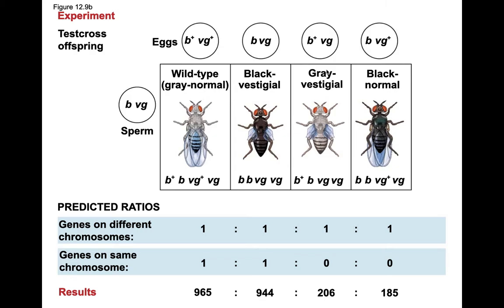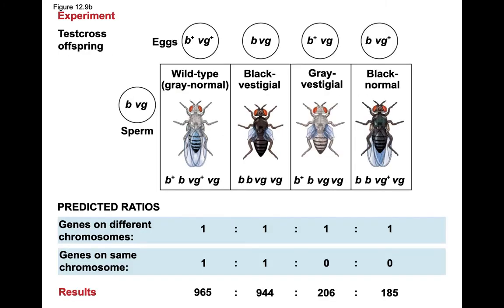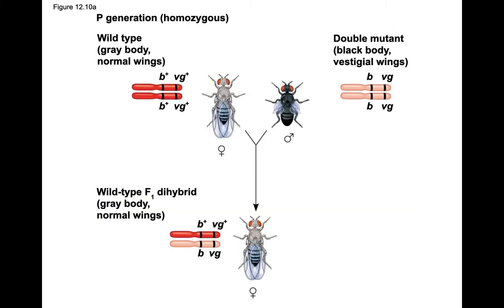So let's reconsider that a little bit more. We're doing a cross of a heterozygous female fly with a homozygous recessive male, which means that we really should have a 1 to 1 to 1 to 1 ratio based on the expression of these traits. But we're not getting that.